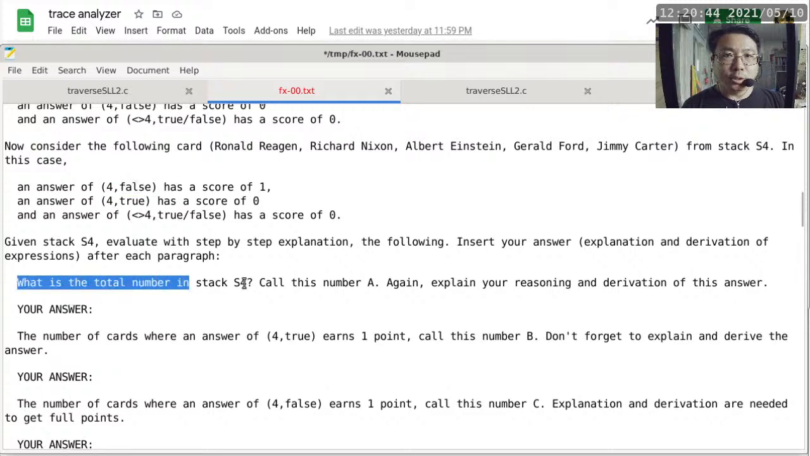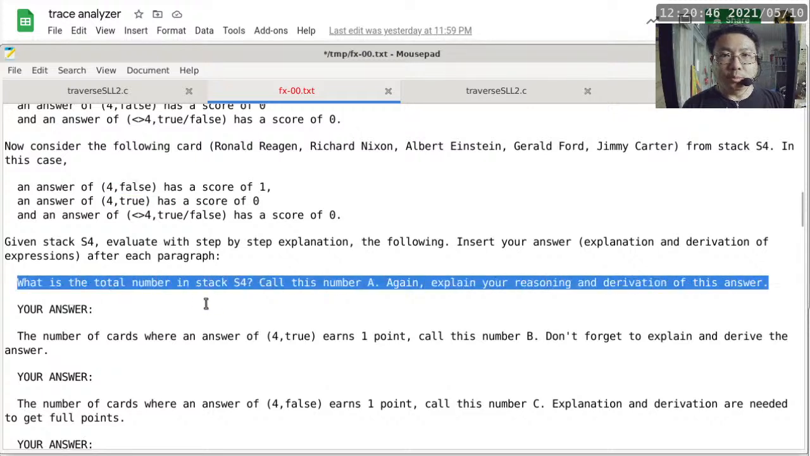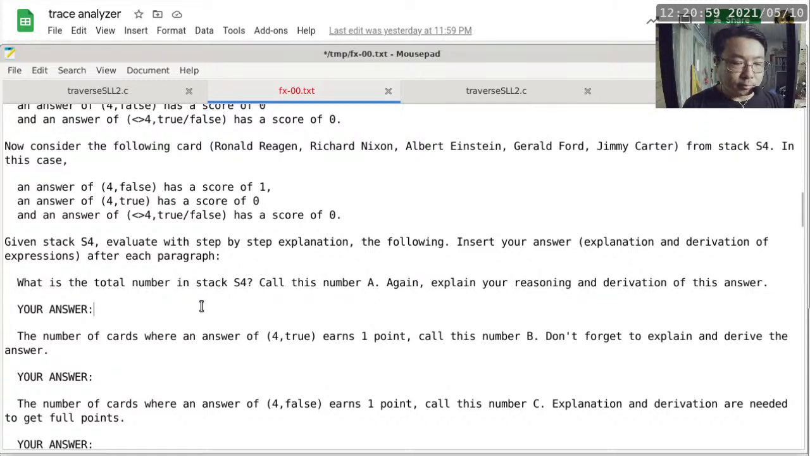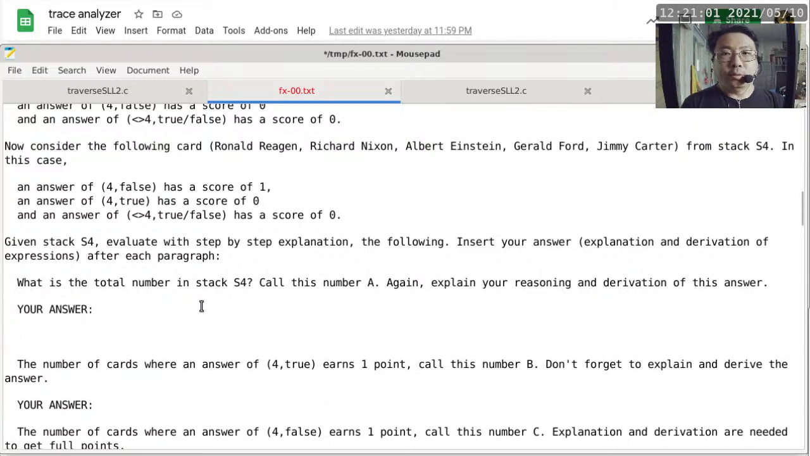So the first question is, what is the total number in stack 4? If I just want to count the number of cards in stack 4, what is that? We'll call this number A, so that later on we can just refer to A, B, C as numbers. So how do we figure this out? We know there are 5 names. Of the 5 names, 4 are presidents and 1 is a non-president. So how would we figure this out?